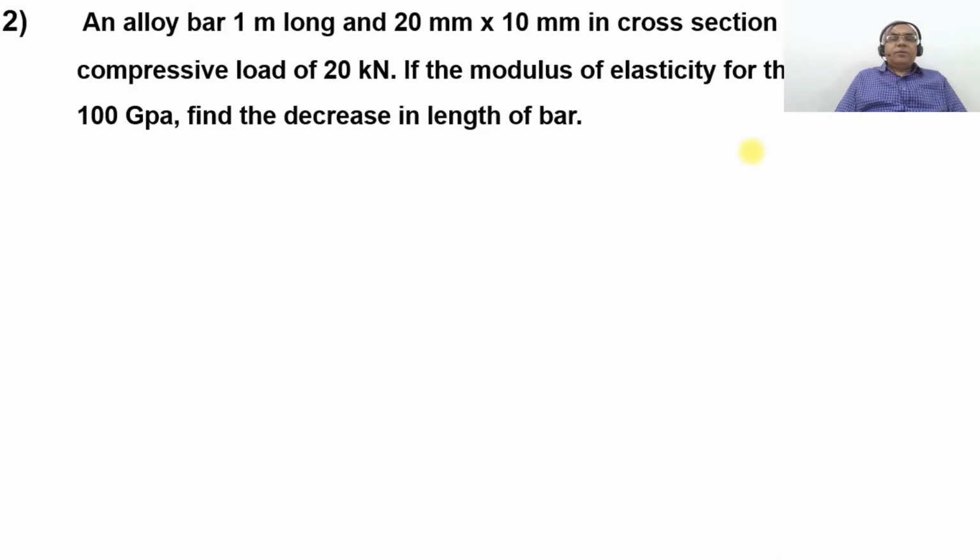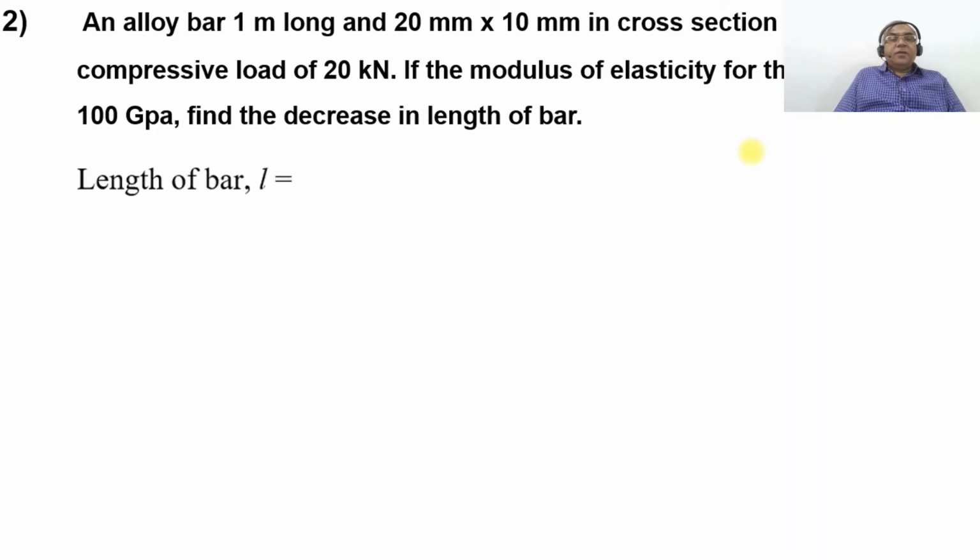Now we'll go for one more problem. So problem number 2. An alloy bar of 1 meter long and 20 mm by 10 mm in cross section is subjected to a compressive load of 20 kilonewton. If the modulus of elasticity for the alloy is 100 GPa, find the decrease in length of the bar. Since the load applied is compressive, naturally there will be a decrease in length of the bar. So that is the reason why it says find the decrease in length of the bar because of this compressive load.